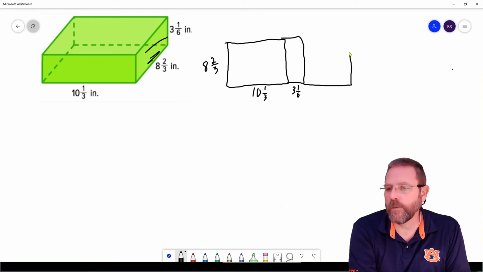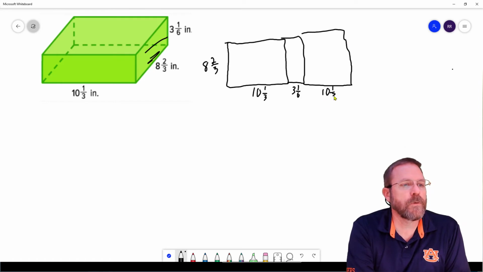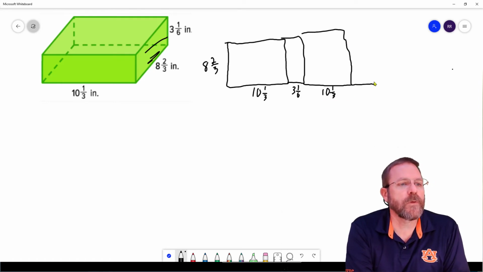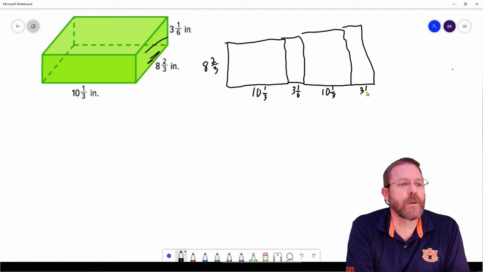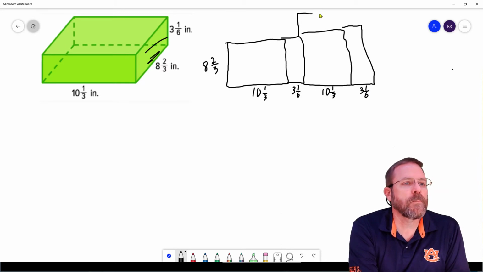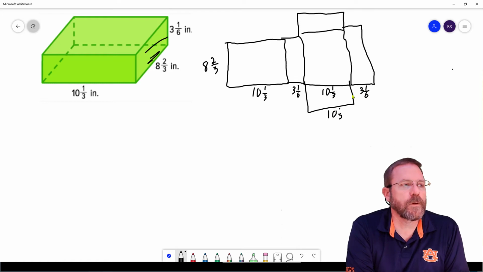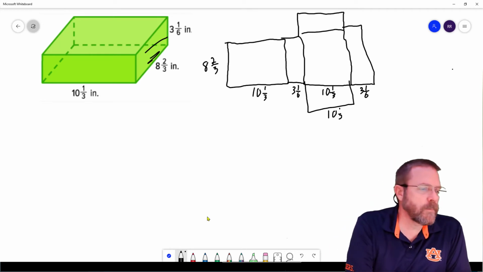I'm going to put in another one of the big rectangles here, which is going to be the 10 1/3. Yes, I know they're not the same size. And another skinny rectangle, which is going to be another 3 1/6. Finally, we're going to put in the top right here, and we're going to put in the bottom right here, and these of course are going to be the same, 10 1/3 that way and 3 1/6 this way. Now that I have my net made, I can start putting in my formulas.